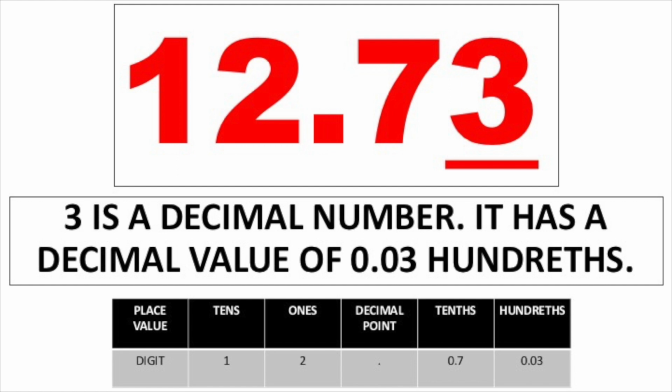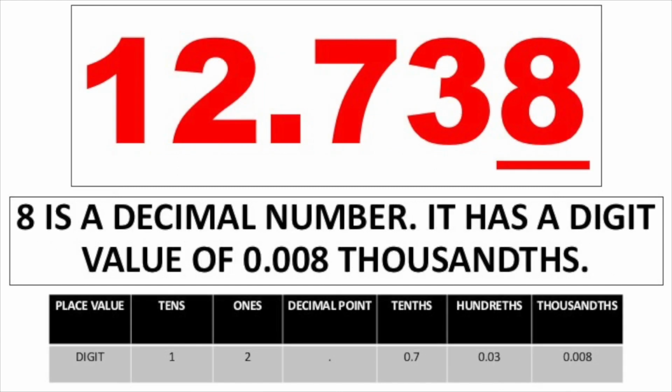Now who can guess what the next one is? We've done tenths, we've done hundredths, thousandths. Well done, Pak Bung. So what number can we see now? 8. Yes. 8 is a decimal number. It has a digit value of 0.008 thousandths.